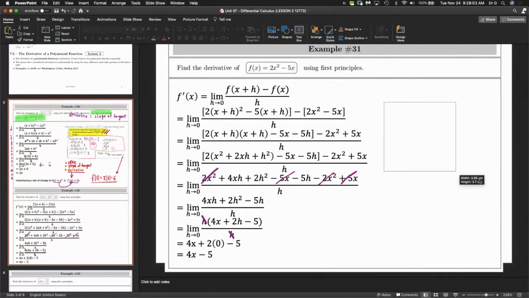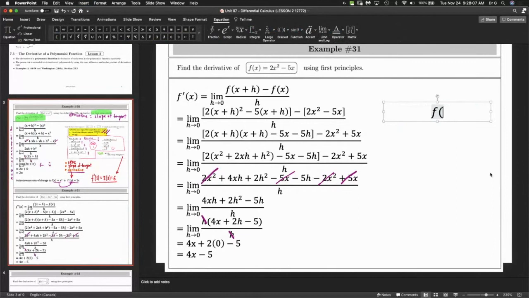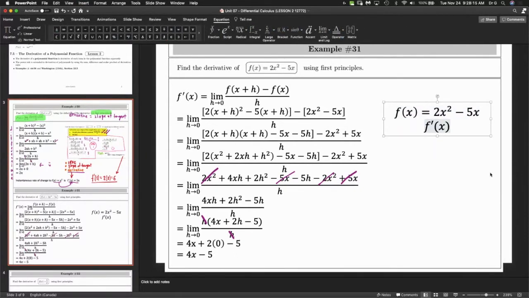So we can say here that when f of x equals 2x squared minus 5x, the instantaneous rate of change, or the derivative, is 4x minus 5.